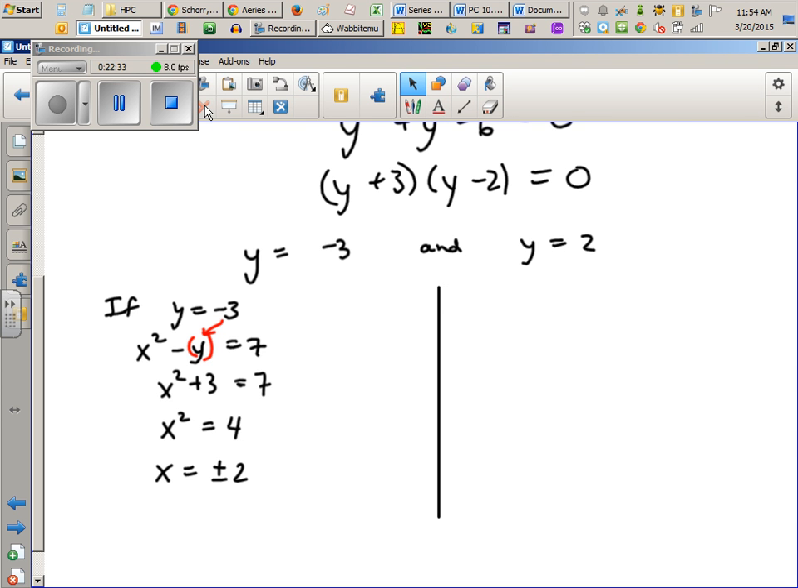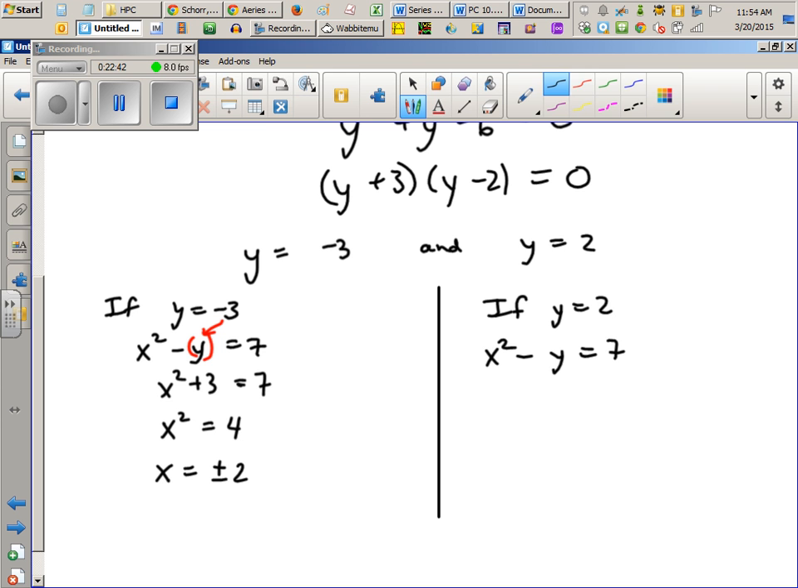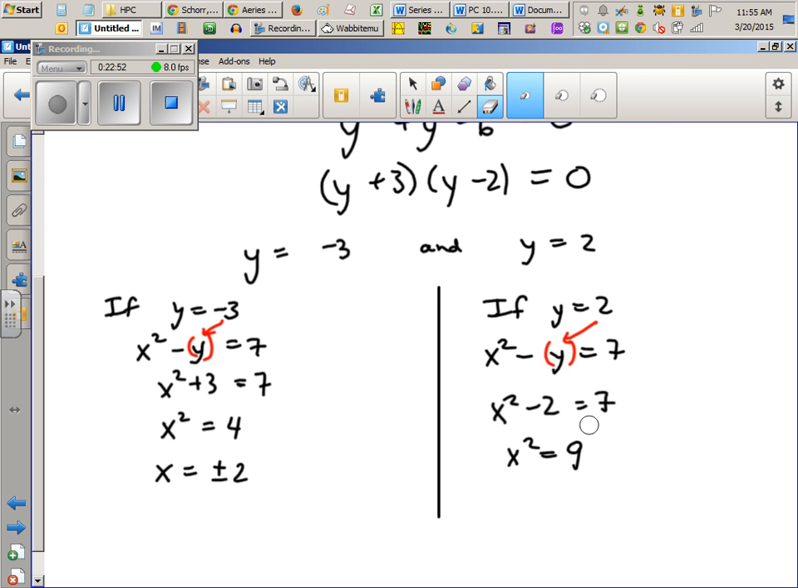Okay, now let's look at if y equals 2, what happens? Well, x squared minus y was 7, remember. So you can substitute this in right here. So you get x squared minus 2 equals 7, and x squared is 9. So this time we get that x is plus or minus 3. Why are we getting so many answers? Let's see what all this means.